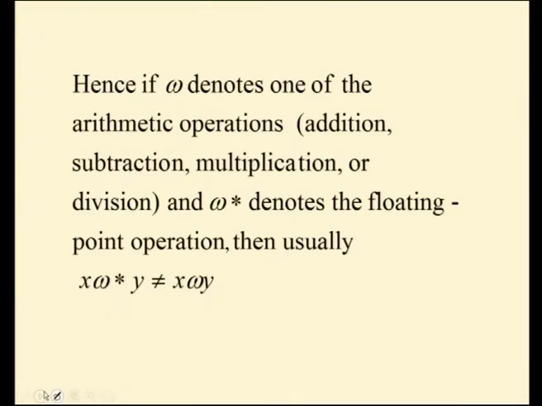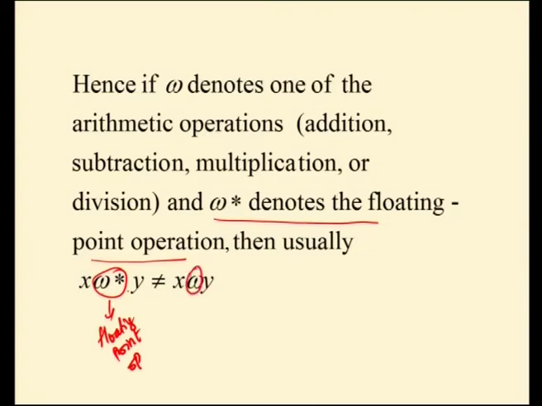Hence, if omega denotes one of the arithmetic operations, that is addition, subtraction, multiplication or division, then omega star represents the floating point operation. Unlike the usual multiplication or addition, the floating point operation is not equivalent. For example, x multiplied with y using floating point representation is not equal to the ordinary multiplication of x and y. That is, x and y are multiplied through floating point operation.